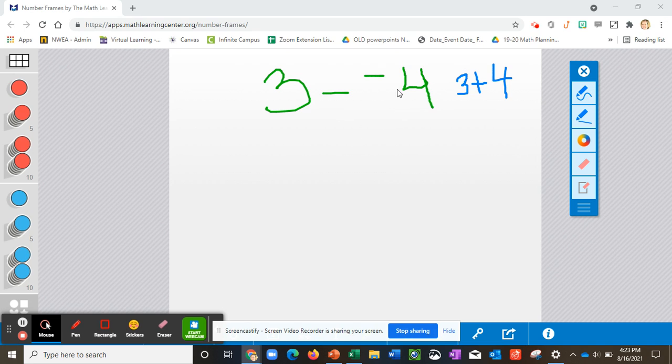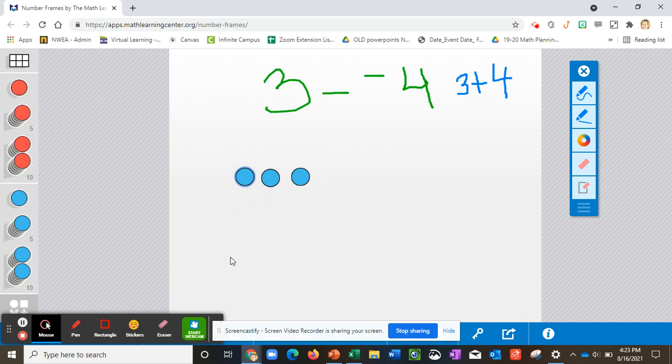So when we have a double negative, we really need to change that to a positive. So 3 minus -4 is really 3 plus 4. Okay, you're adding the opposite. So let's see why that is. So I have 3 positives, and I need to take away 4 negatives.